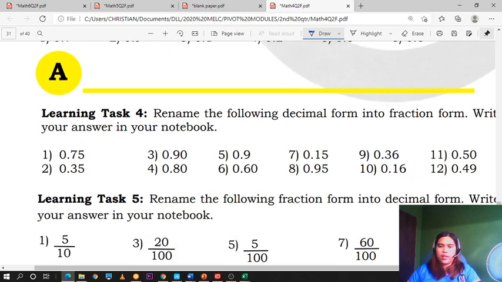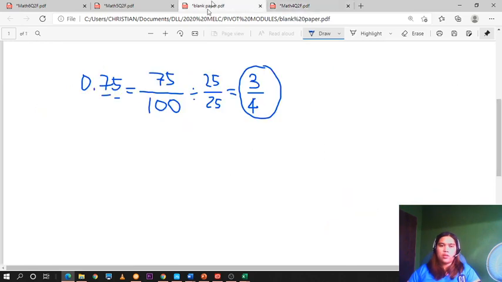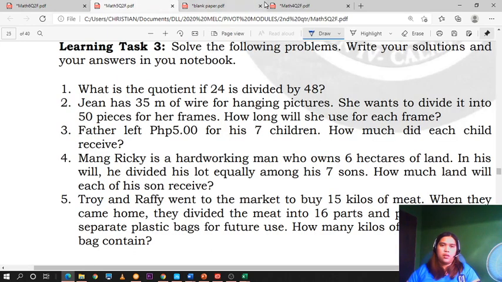Then, sa learning task 5 po, ang gagawin lang natin is to change the fraction form into decimal form. For example, sa number 1, we have 5/10. Ilan ang 0 ng 10? 1. So, i-cancel natin yun para alam natin na ito yung ating magiging decimal number. So, magiging 0.5 or 5 tenths. Okay?